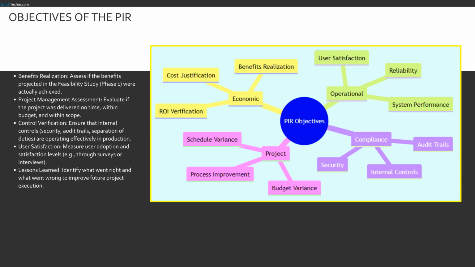This mind map breaks down the PIR objectives into 4 branches. On the economic branch, we validate the financial promises like ROI. The operational branch focuses on the human element, user satisfaction, and technical reliability. The compliance branch is where the IS auditor lives, checking security and controls. Finally, the project branch looks backward at the mechanics of delivery, budget, and schedule variance. A complete PIR touches every node on this map.